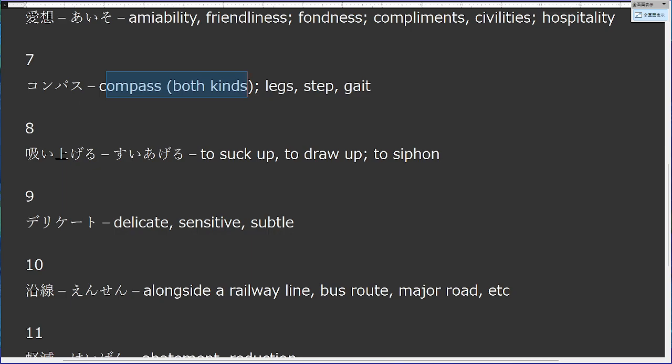Anyway, it can also mean your legs' step or gait, and I'm guessing this is because of the kind of stepping motion you use with the navigation kind of compass for ships, or for angles, I should say. Compass is a compass.